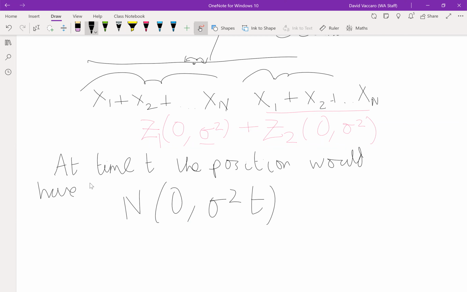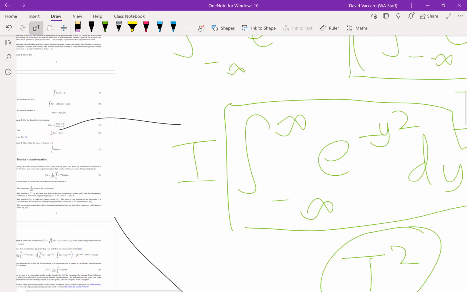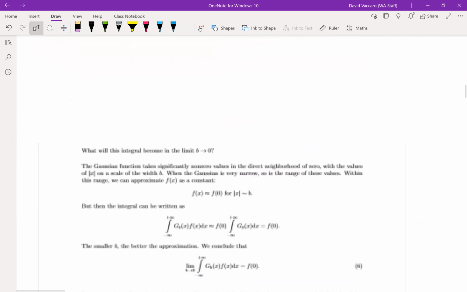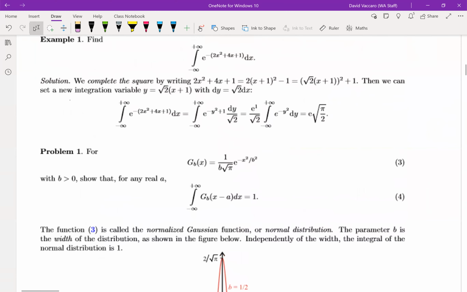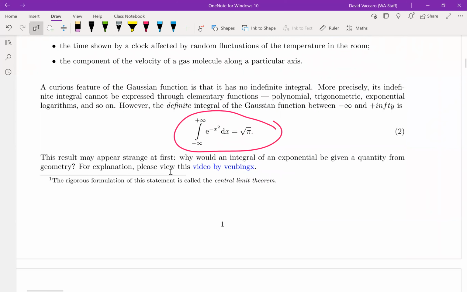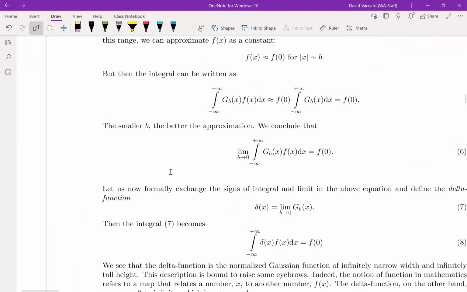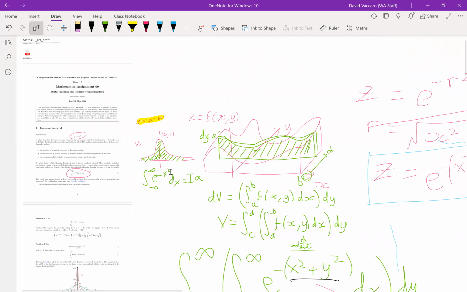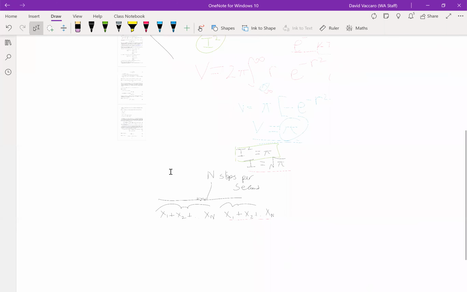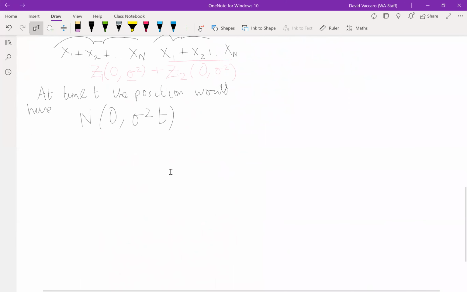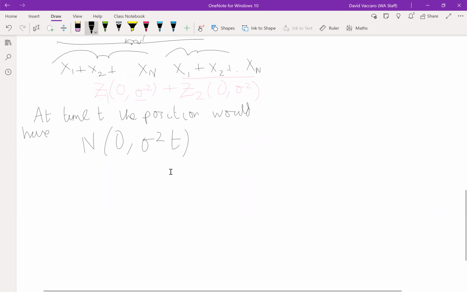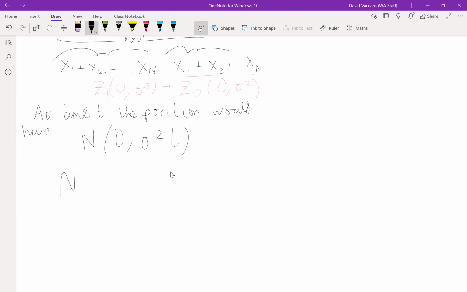Okay, and I said earlier that the normal distribution wasn't quite e to the negative x squared. The density function is scaled to have a total area of 1. So for a standard normal random variable, N(0,1), the density function is 1 over root 2 pi, e to the minus x squared over 2.